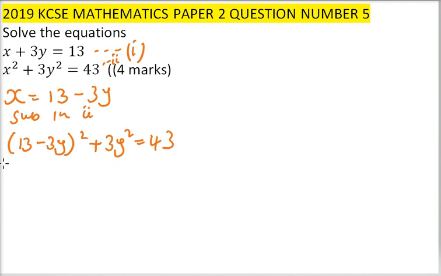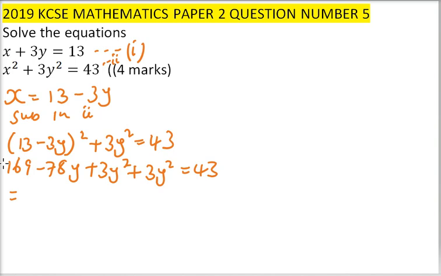When you expand this, you get 169 minus 78y plus 3y squared plus 3y squared is equal to 43. So when you simplify, put the like terms together, you should be able to get y squared minus 13y plus 21 is equal to 0. That is a quadratic equation. So this means that when we solve this, we will be able to get the values of y.